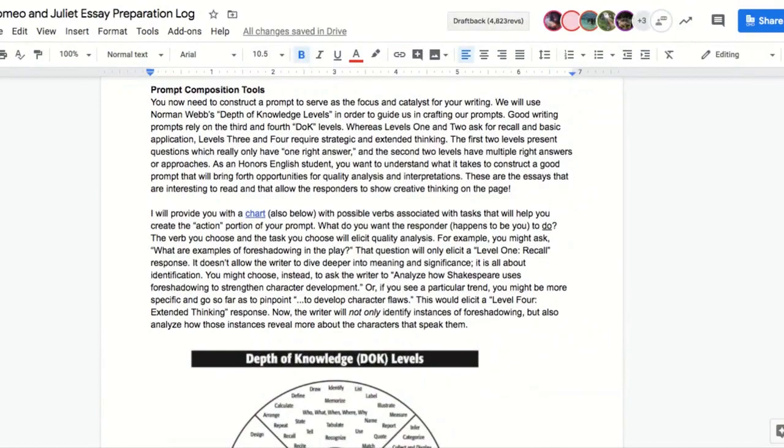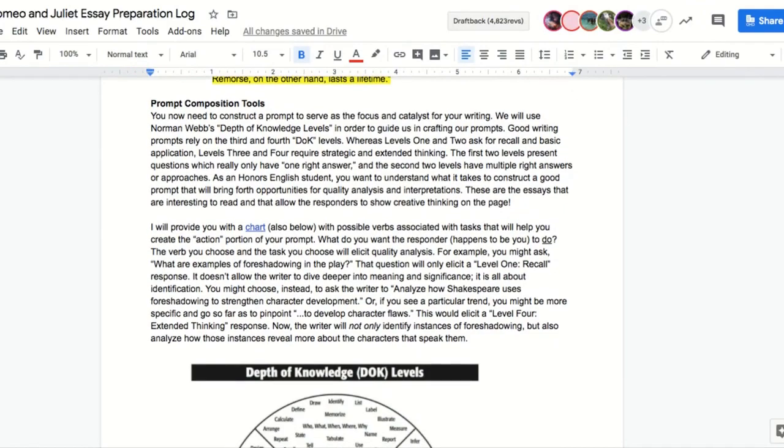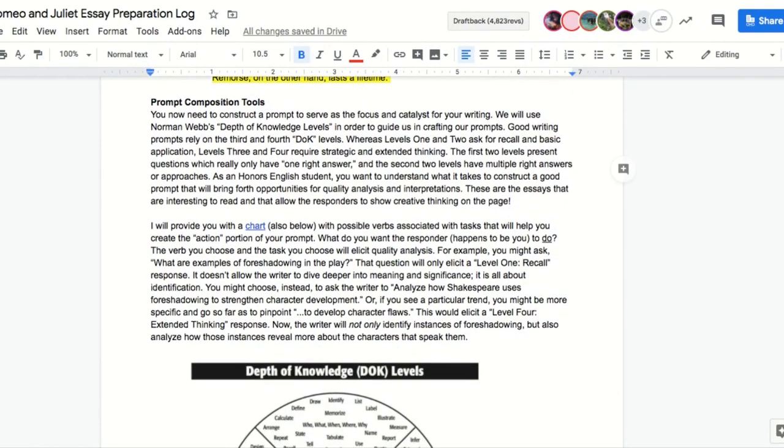And composing a powerful prompt that elicits dynamic responses is, I think, a very significant skill to have. So, what I like to use a lot of the time when I'm constructing prompts is something called the depth of knowledge sort of approach. And there are different levels in the depth of knowledge. There are 4 levels. And each level gets progressively more complex.